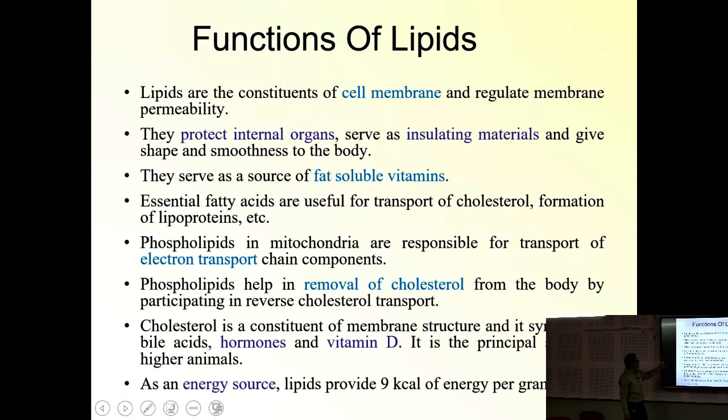These are the functions of lipids. As I said, lipids are constituents of the cell membrane, act as insulating material, and protect the internal organs. They are also found in the fat soluble vitamins. Phospholipids help in the removal of cholesterol from the body, and phospholipids in the mitochondria are responsible for the transport of electron transport chain components. Similarly, cholesterol is one of the major constituents of any membrane structure, and it is synthesized for very important things, that is hormones and vitamin D. It is the principal sterol found in higher animals.